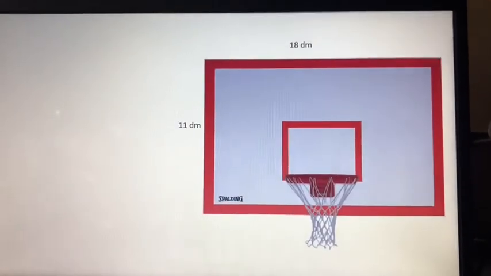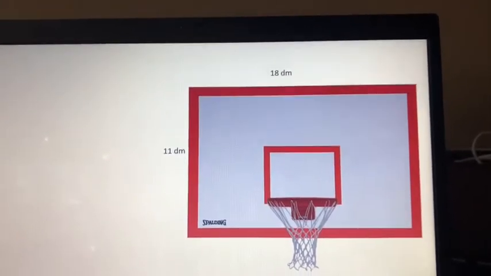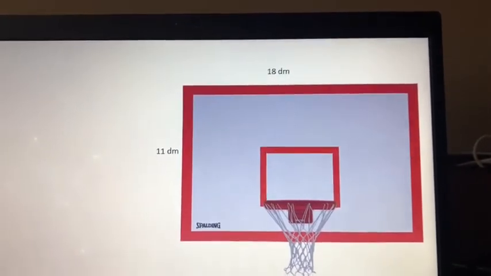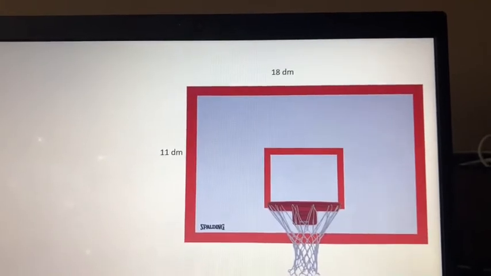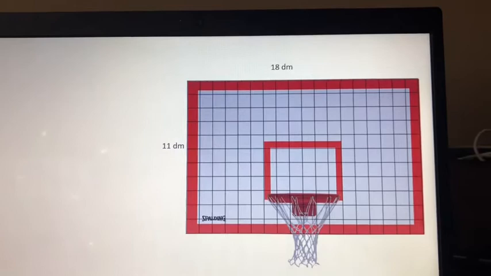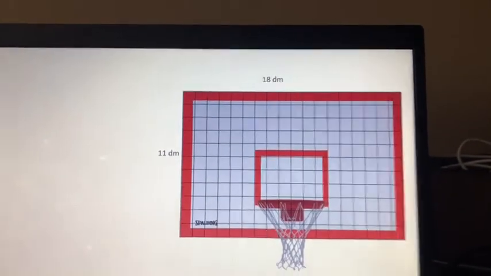We measured our backboard and we found that the length of the backboard is 18 decimeters and the width is 11 decimeters. We could take out a meter stick and we could draw out those square units onto the backboard and we could count them up. That's a lot of square decimeters. Okay? But there's an easier way to do this, and we're going to get to that.